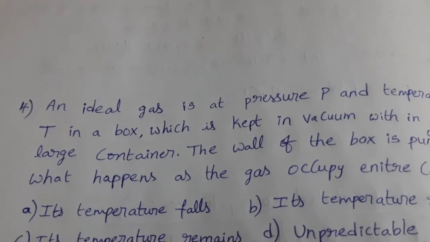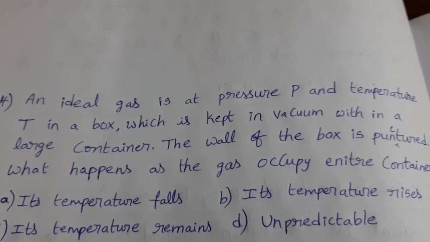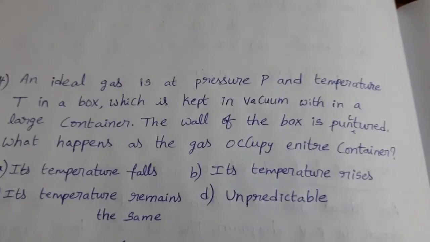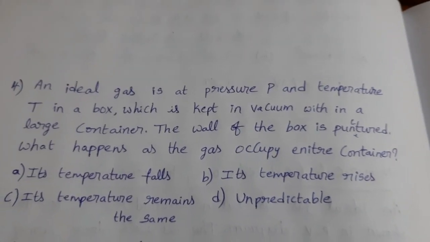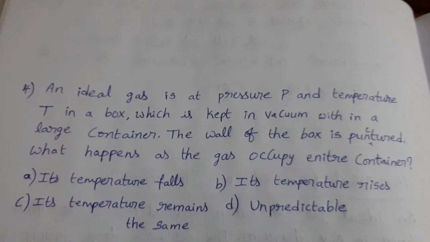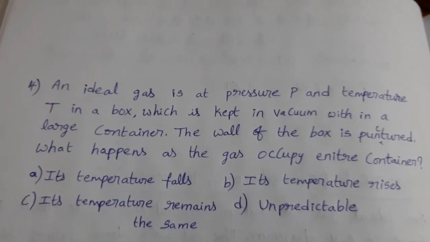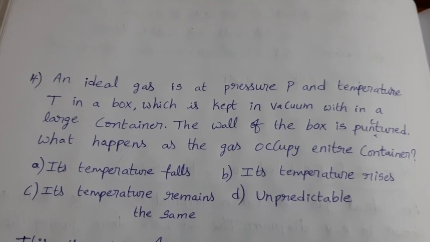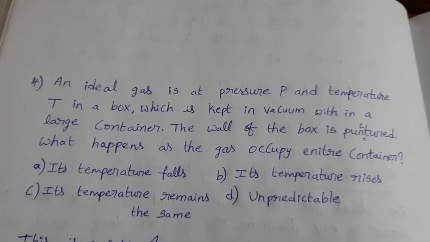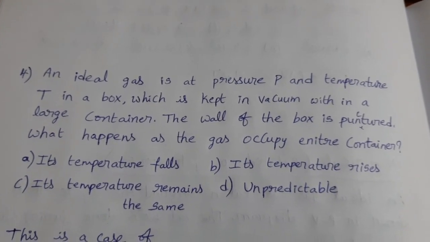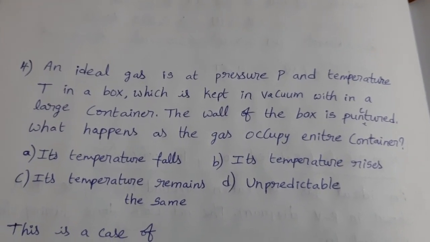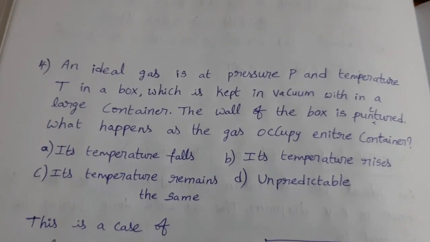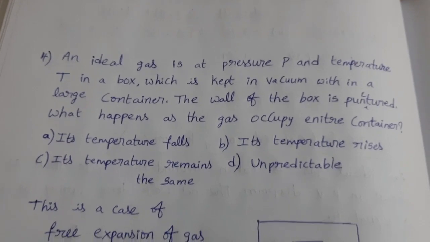An ideal gas is at pressure P and temperature T in a box which is kept in vacuum within a large container. Understand carefully. Ideal gas conditions are given at pressure P and temperature T in a box. That box is placed in a large container where vacuum is present. Now the wall of the box is punctured. What happens as the gas occupies the entire container?